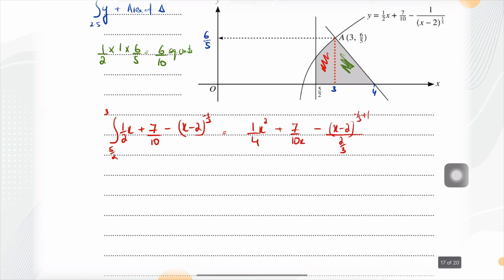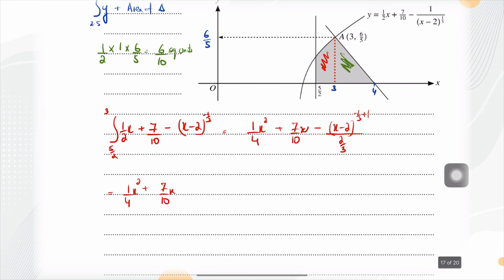Now before I plug in the limits, it's a good idea that we simplify it. So this becomes 1 upon 4 x square plus 7 upon 10 x. The x should have been in the numerator, not in the denominator. And minus 1, when you divide it by 2 upon 3, it becomes 3 upon 2. So minus 3 upon 2 times (x minus 2) to the power 2 upon 3, within the limits 3 and 2.5 or 5 upon 2.